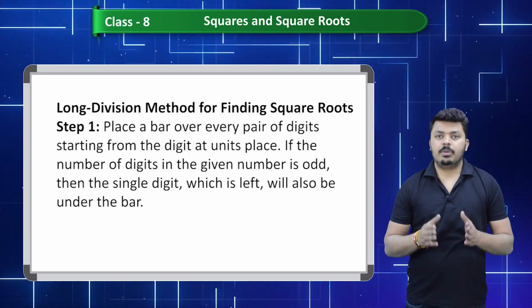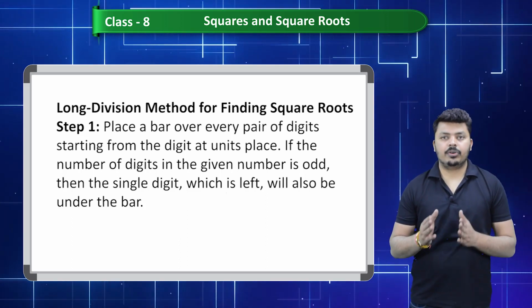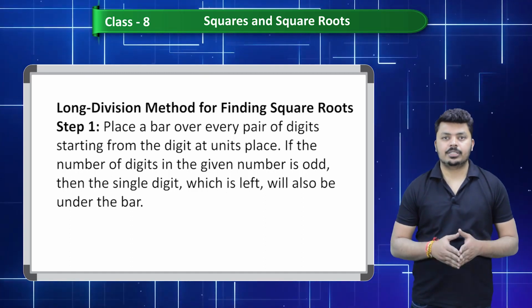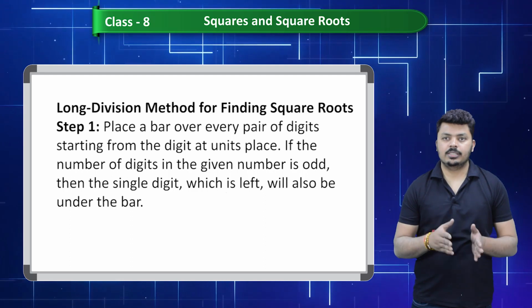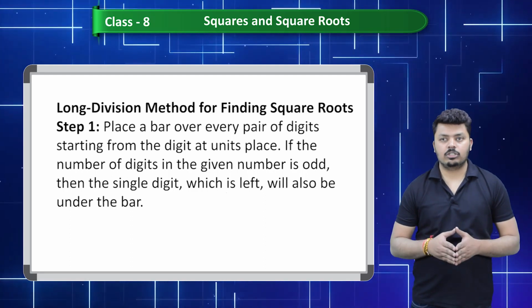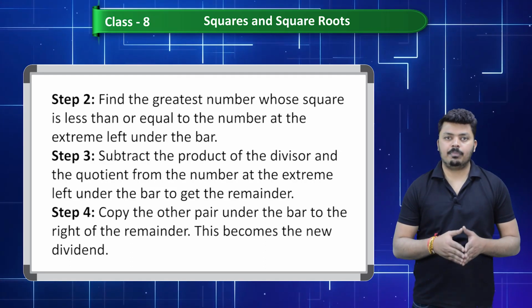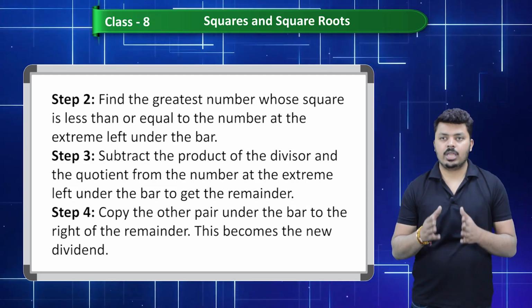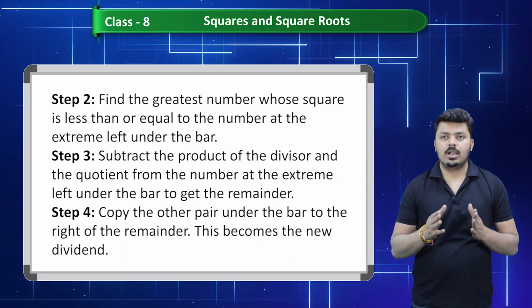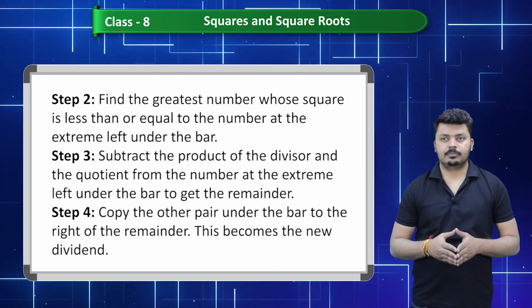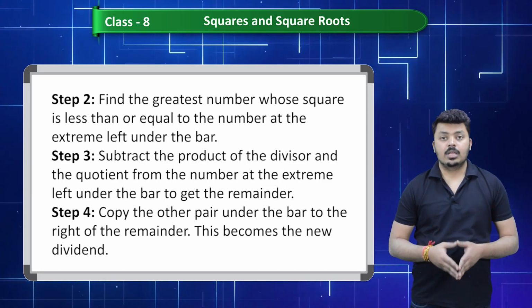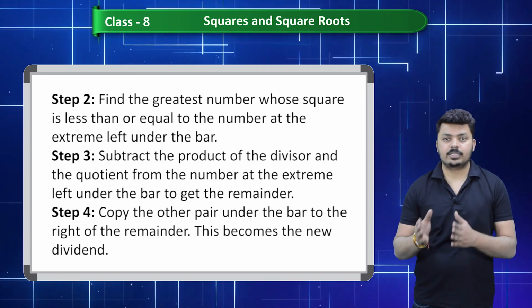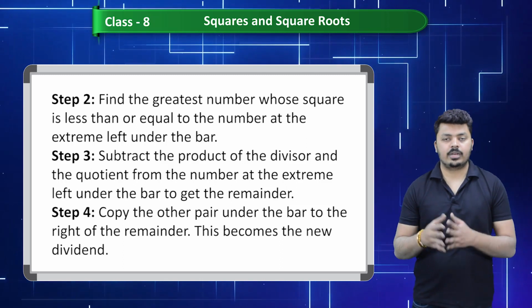Step 1. Place a bar over every pair of digits starting from the digit at unit place. If the number of digits in the given number is odd, then the single digit which is left will also be under the bar. Step 2. Find the greatest number whose square is less than or equal to the number at the extreme left under the bar. Step 3. Subtract the product of the divisor and the quotient from the number at the extreme left under the bar to get the remainder.